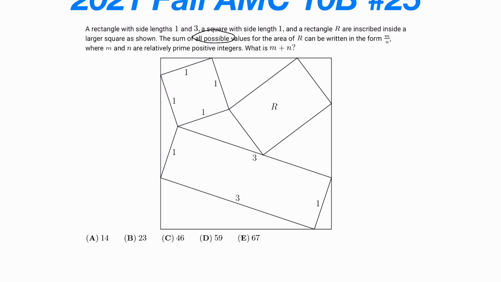So let's continue. The area of R can be written as m over n, where m and n are relatively prime positive integers, and it asks for m plus n. So that's a pretty standard format. Basically we want to find the area of R.